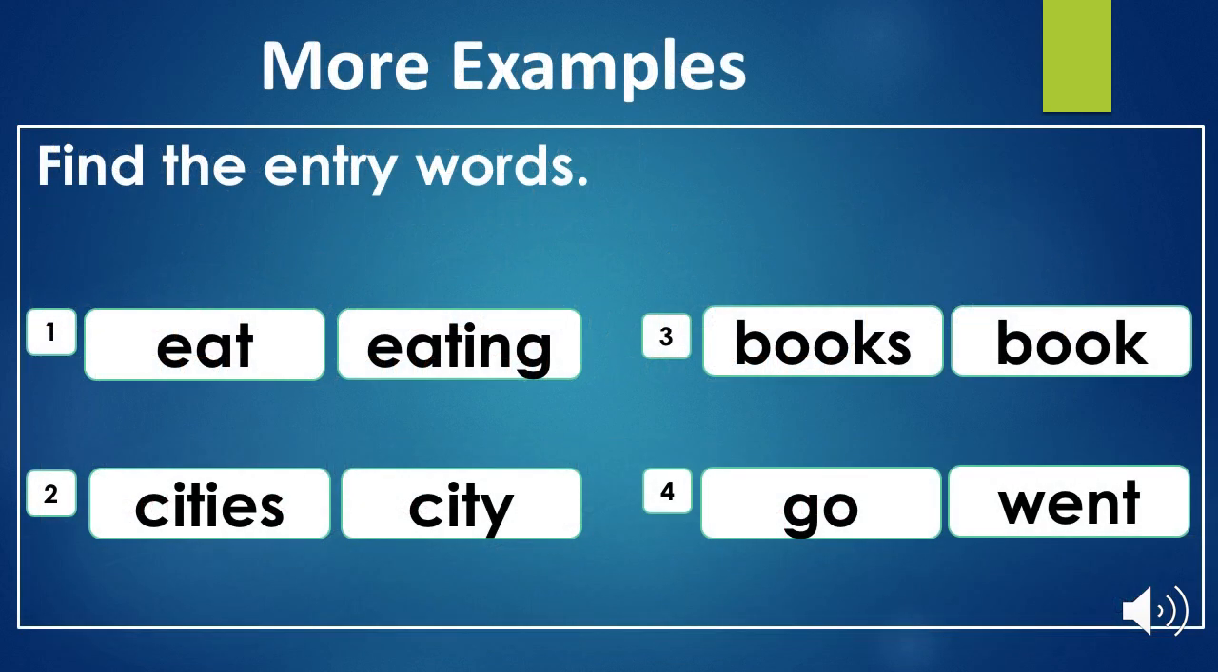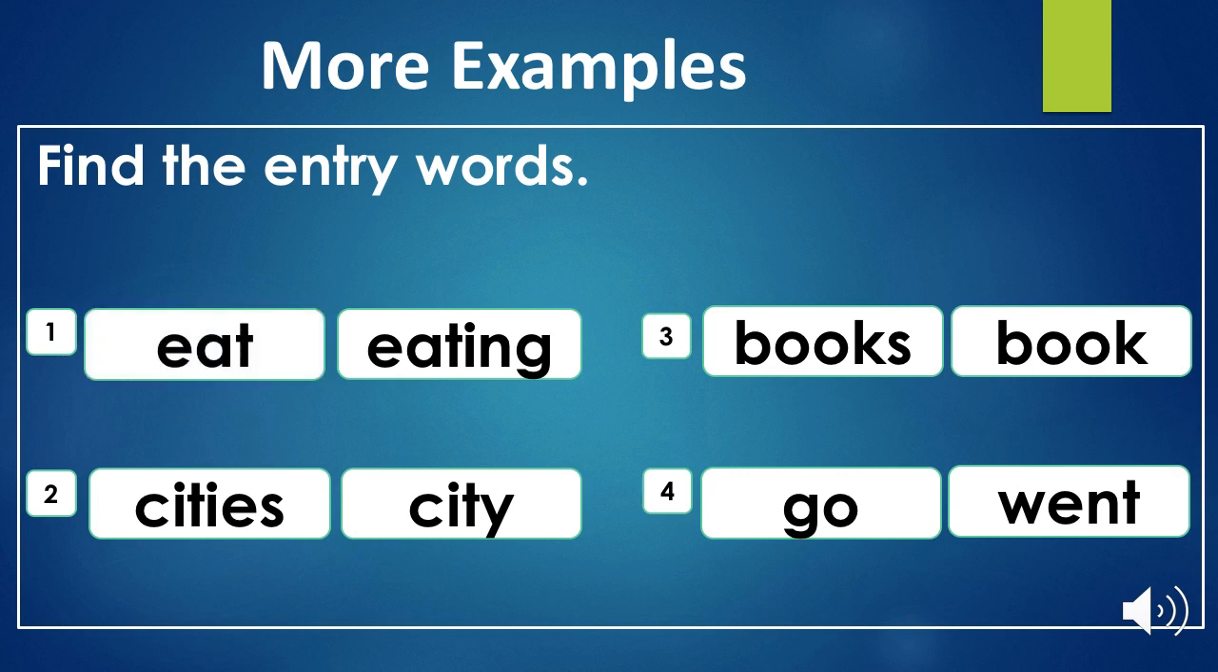Now, my lovely students, you will learn more about this subject by reading these examples. Now, find the entry words. Look at number 1. You have two words, eat and eating. It's the same word, the same meaning, but with different tense. Which one would you choose for looking? If you want to look in the dictionary, would you choose eat or eating? It will be eat, of course. The original word, without adding anything to it.